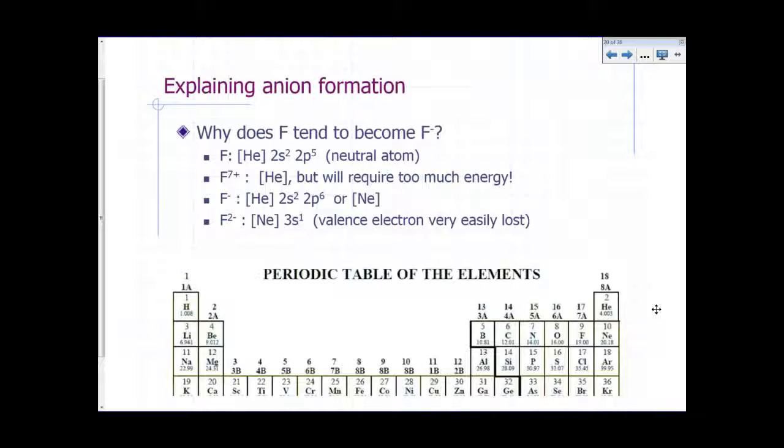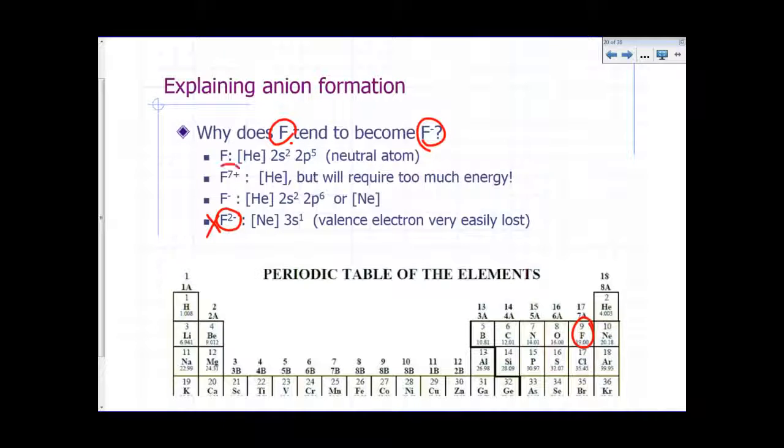So next, let's explain formation of negative ions. How do we explain anion formation? Why does a fluorine atom tend to become an ion with a negative 1 charge? In fact, fluoride, negatively charged fluorine ions, you only find in nature with a negative 1 charge. You can't find fluorine with a negative 2. This doesn't exist in nature.